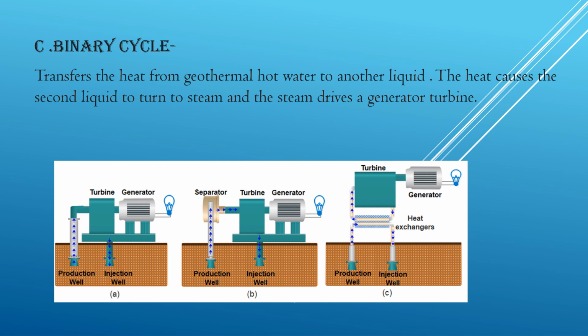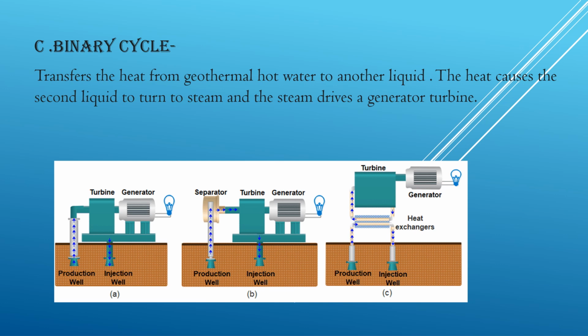In flash steam plants, high pressure hot water from deep inside the earth is converted to steam by the separator, which drives a generator. Then it produces electricity by the generator. The third picture is binary cycle, where a heat exchanger is introduced. In the second one the separator is there, but in the first one, dry steam plants, there is no separator and no heat exchanger.